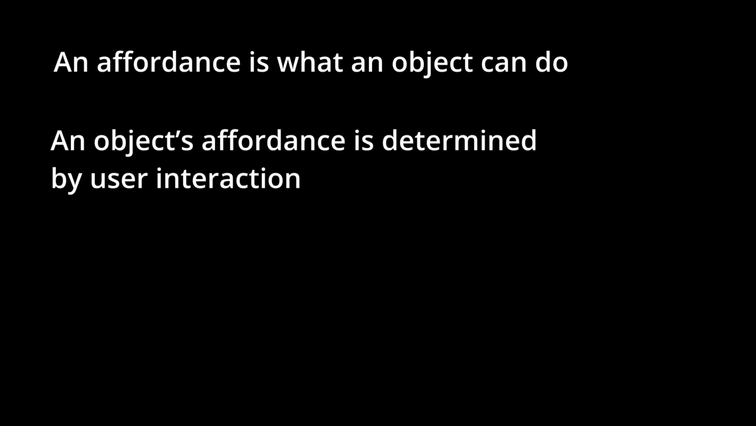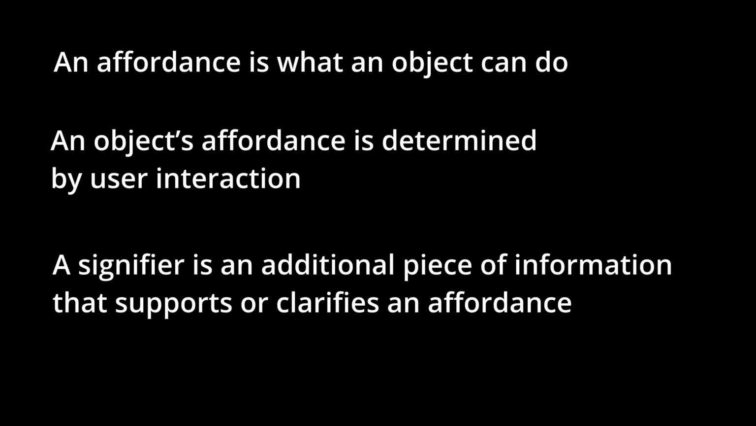So, to conclude, an affordance is what an object can do. An object's affordance is determined by user interaction. A signifier is an additional piece of information that supports or clarifies an affordance.